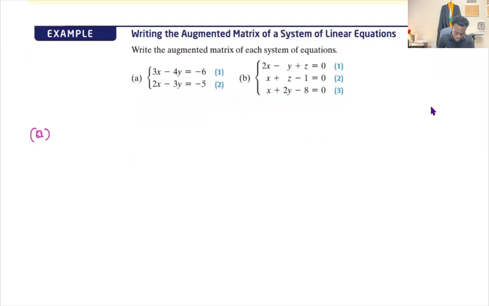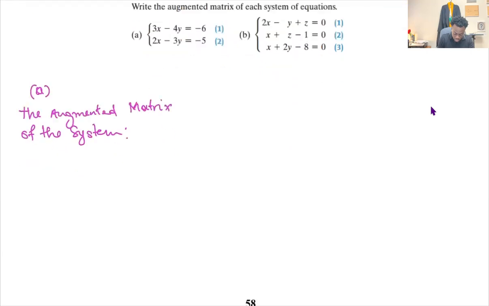So for A, we're going to create the augmented matrix of the system. We're going to create that table: 3, -4, dotted line, and then -6, and so on. We're going to do the same thing for the second equation: 2, -3, and -5.